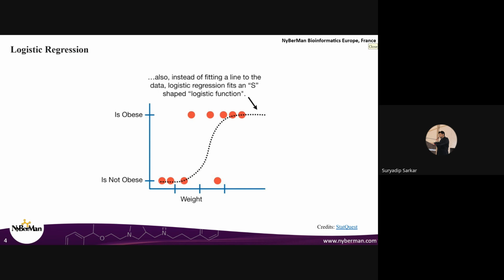Now, something very different from linear regression: in logistic regression, instead of fitting a straight line to the data, we fit an S-shaped function. This is known as the logistic function or the sigmoid function. The beautiful thing about this function is that it confines the values, so the limits of this function are from 0 to 1.